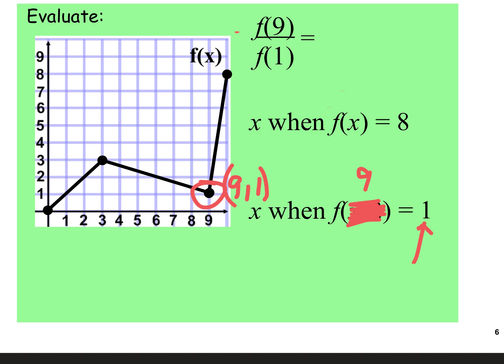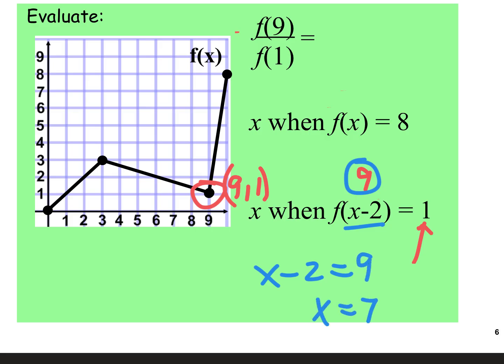If f of 9 is 1, that's how you should start, and you should go, well, then I want that to be 9. You want that to be 9. So now you could say that x minus 2 must be 9, and you could solve it, and x must equal 7. Who had figured out it was 7? Two people. All right, nice job.